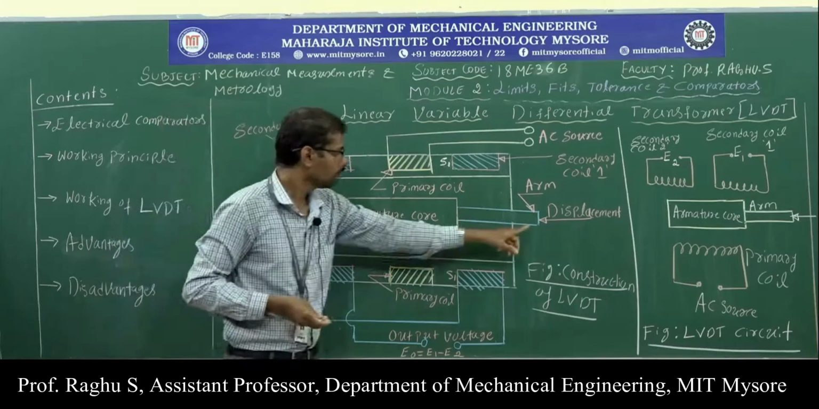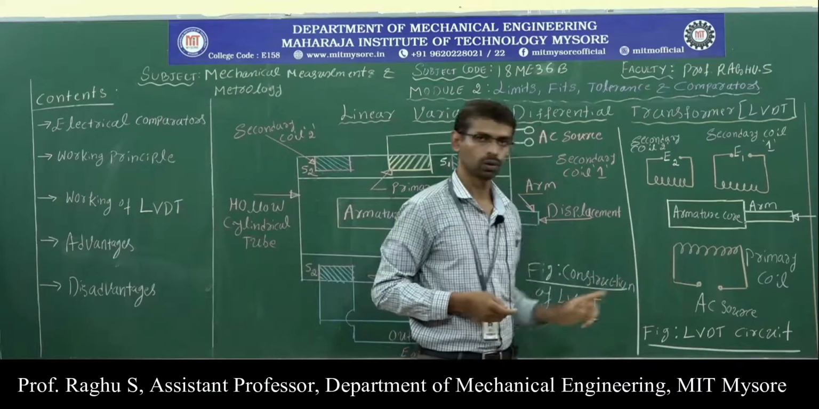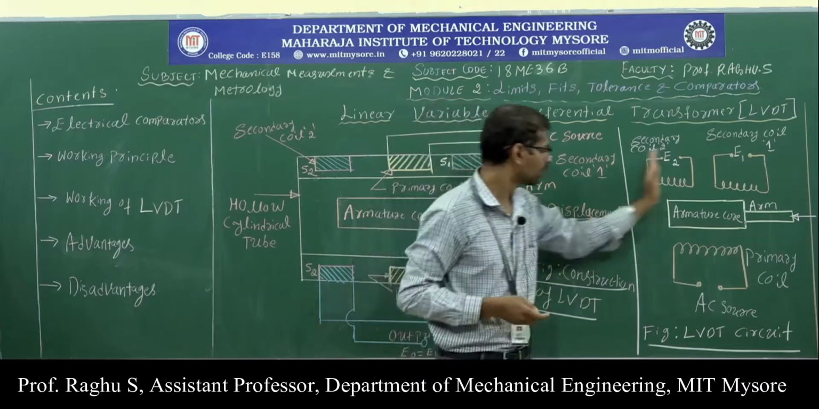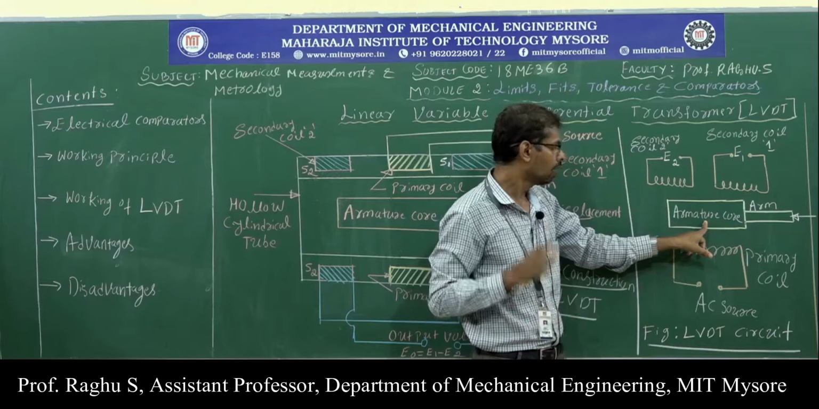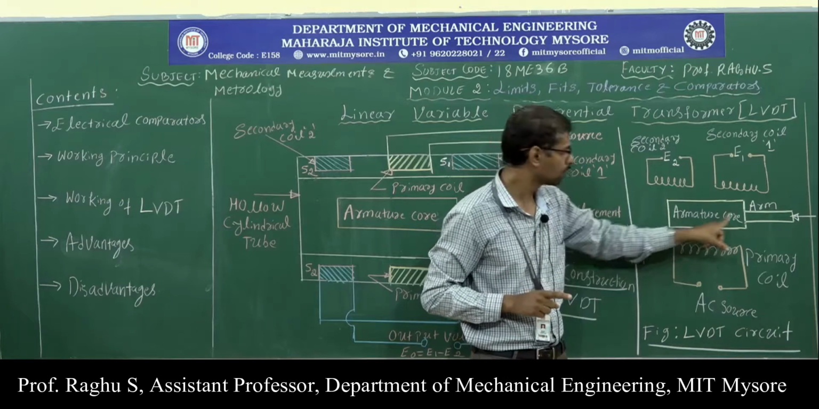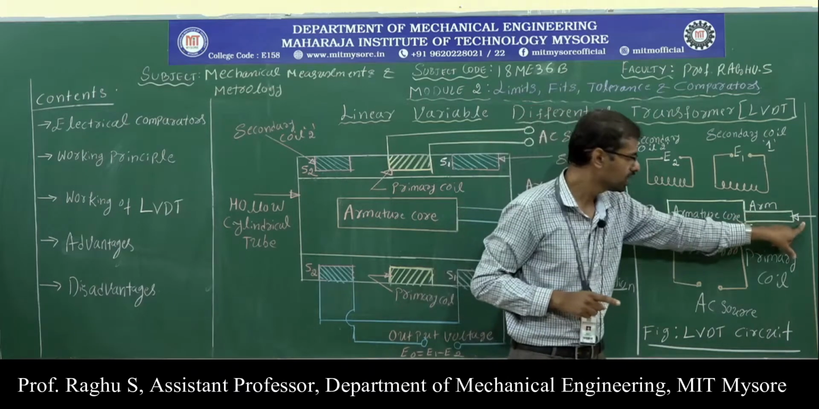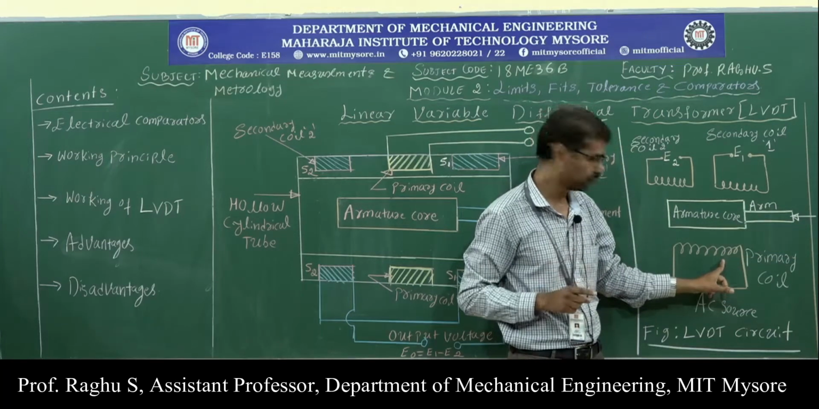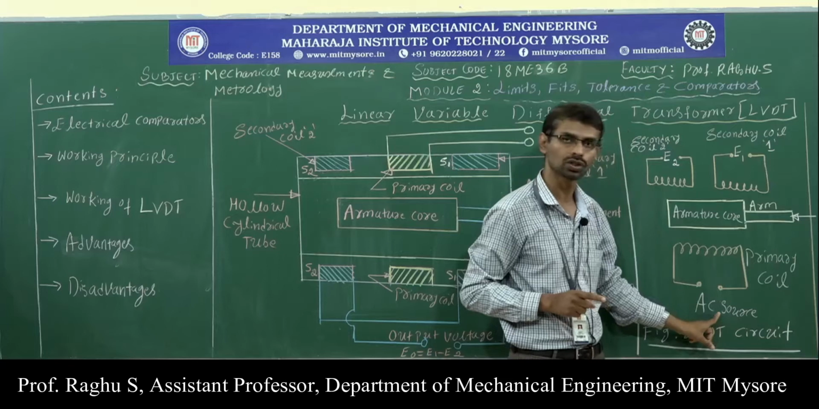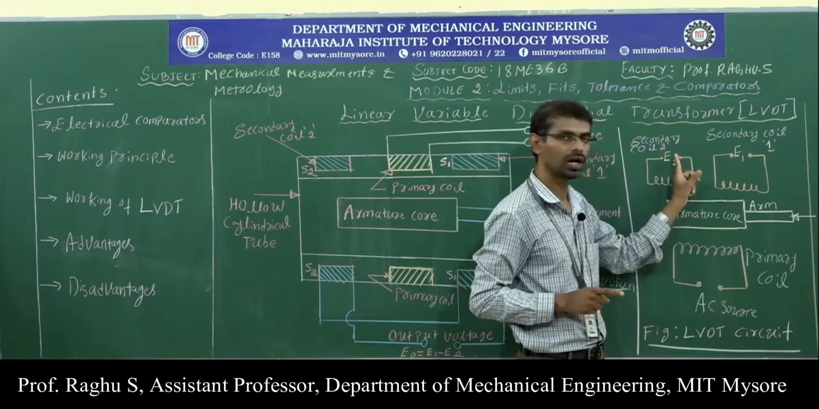Now, this is the LVDT circuit. This construction is schematically represented by this diagram. Here, as I already told you, we have a movable iron core. This iron core is connected with an arm. The input is the displacement. Next, we have the primary coil at the center of the tube. This primary coil is connected to an AC source. Then here we have two secondary coils.